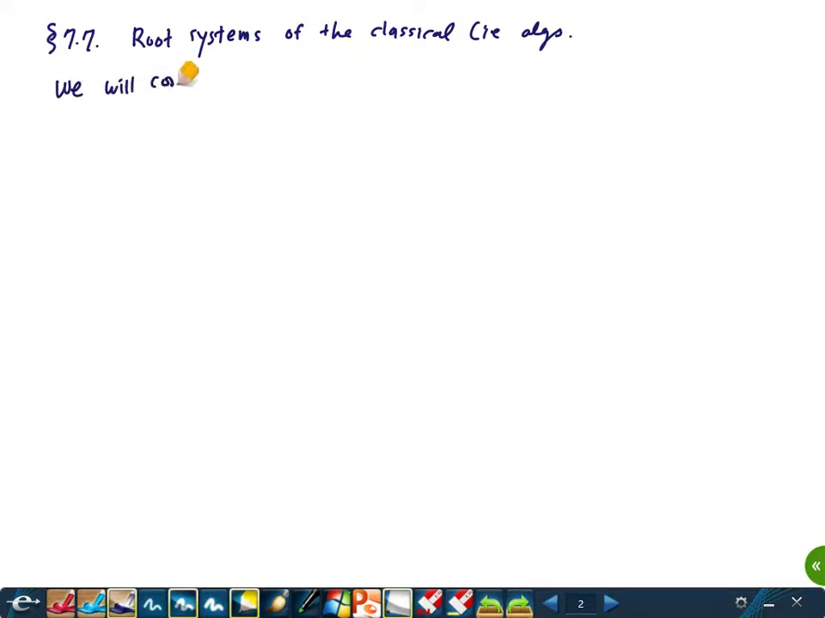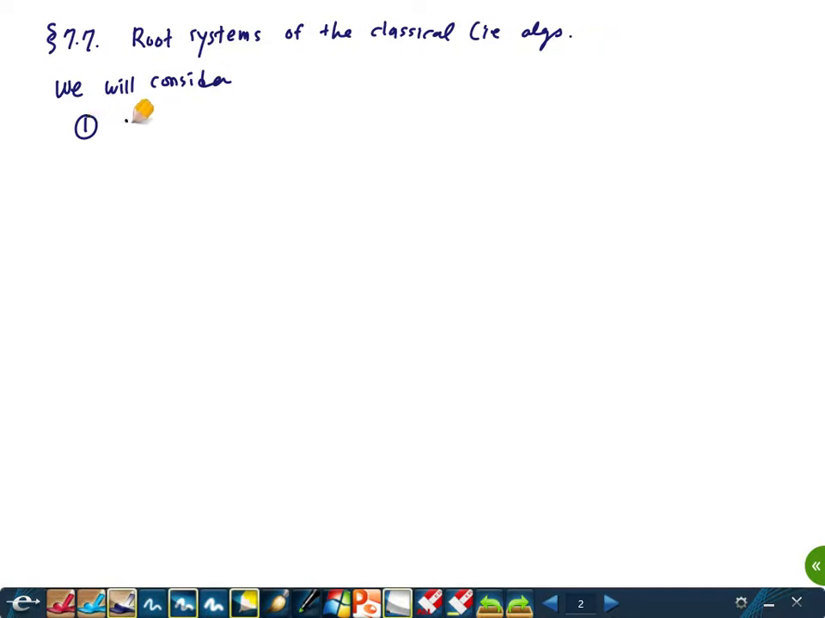So today's topic is the last section in chapter 7, the root systems. We learned the definition of root systems of the classical Lie algebras. So we will consider these four, which are called the classical Lie algebras.